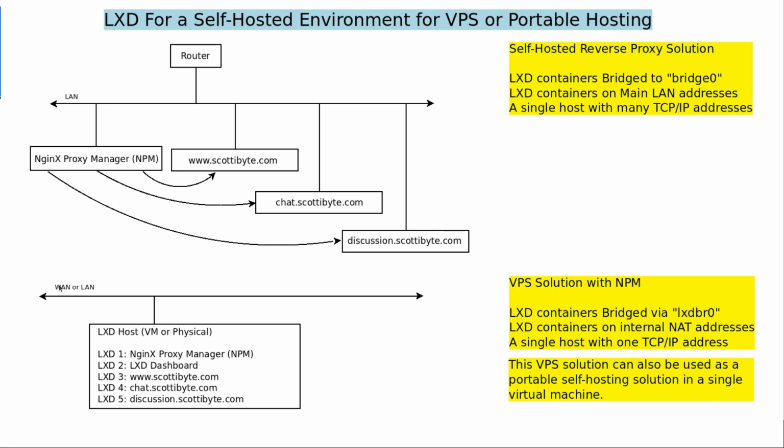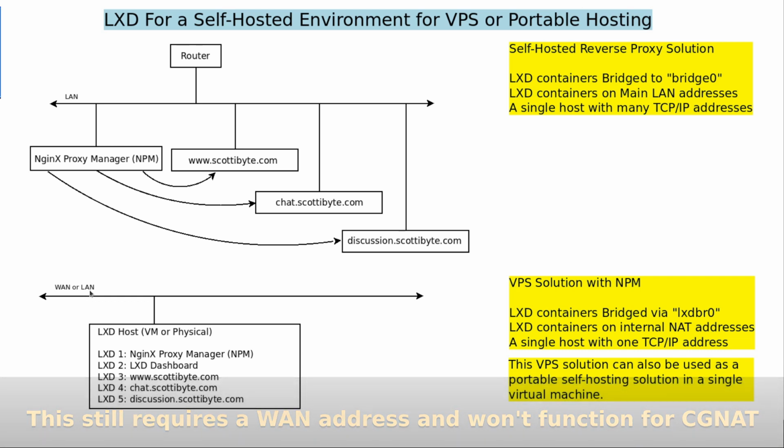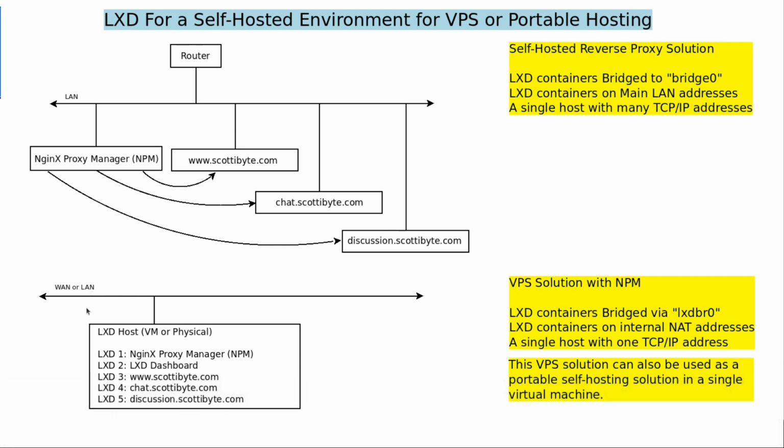So what I'm proposing is that we have either a WAN or a LAN connection down here. We would have a WAN connection in the case of a virtual private server, or we would have a LAN connection in the case of perhaps a portable hosting environment, or what we might consider to be a portable enclave. And this is a VPS solution with NginX Proxy Manager.